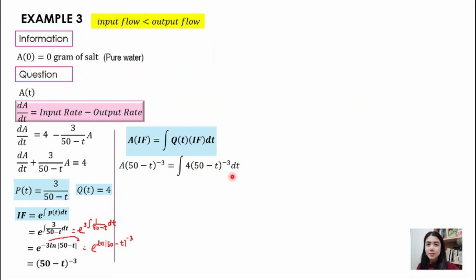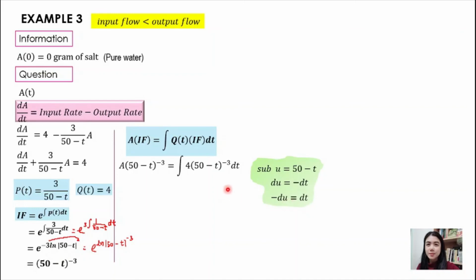To integrate the right hand side, what you have to do is use the technique of substitution. Substitute u equal to 50 minus t. Then you differentiate both sides, and this is what we have here. Then you can bring this minus to the left hand side. You have minus du equal to dt.